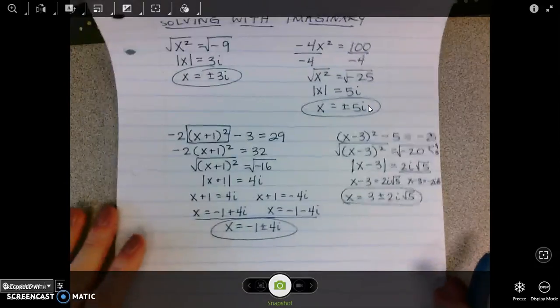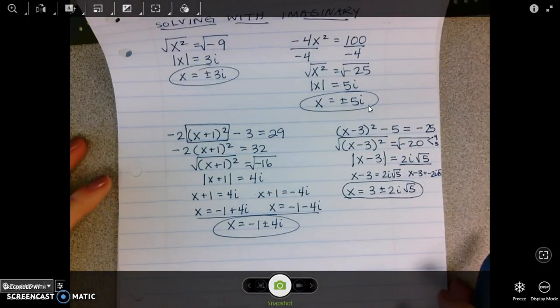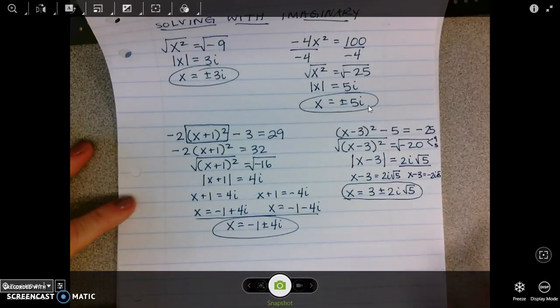Okay, so we know how to factor and we know how to solve with imaginary values. So go ahead and get started on your homework, and we'll keep talking about this tomorrow.